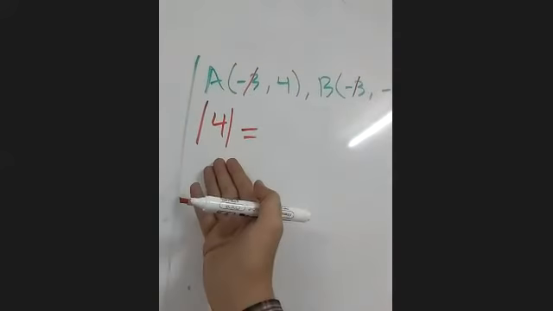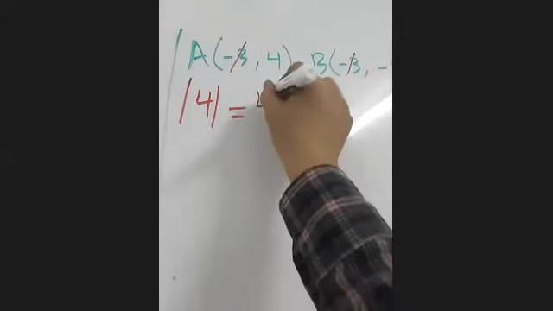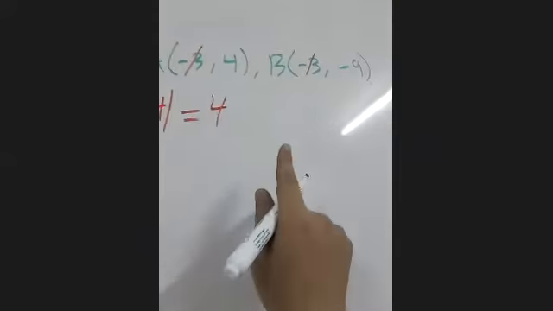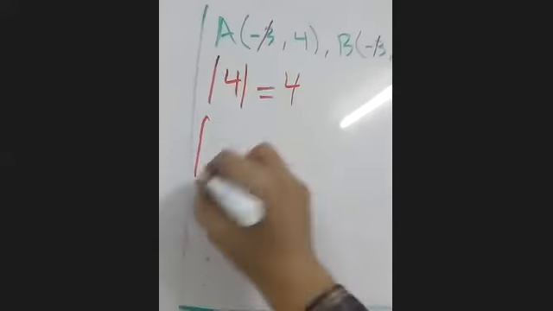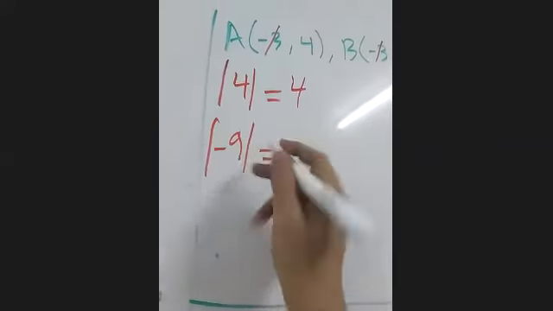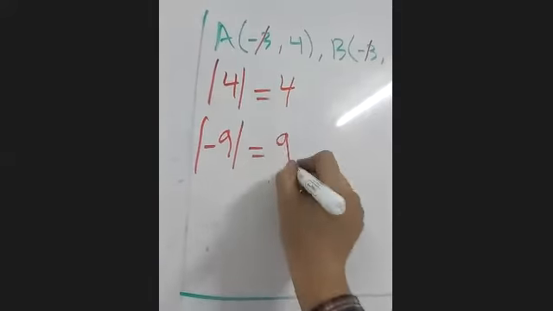What's the absolute value of 4? Still 4. The third step is to find the absolute value of this number, negative 9. The absolute value of negative 9 is positive 9.